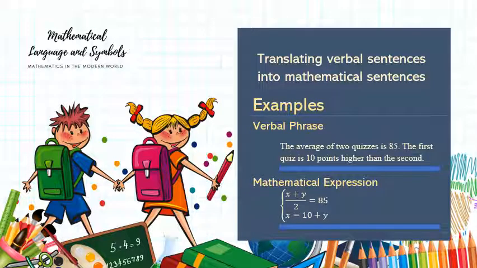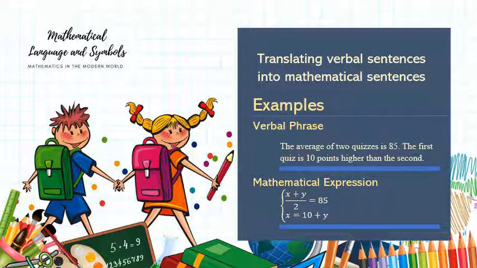The average of two quizzes is 85. The first quiz is 10 points higher than the second. So we are still using this system. x plus y divided by 2, that is to get the average of the two quizzes. The scores are represented by x and y, with the divisor 2 to get the average, which is 85. The first quiz, which is x, is 10 points higher than the second.